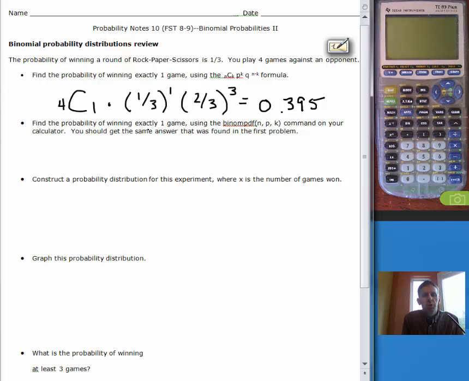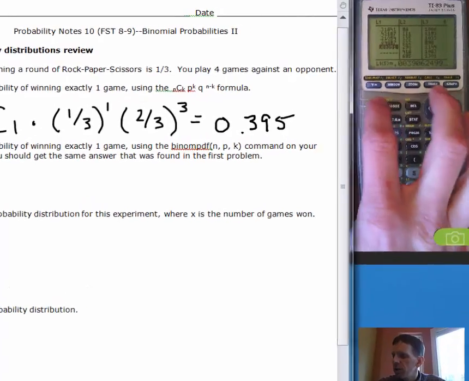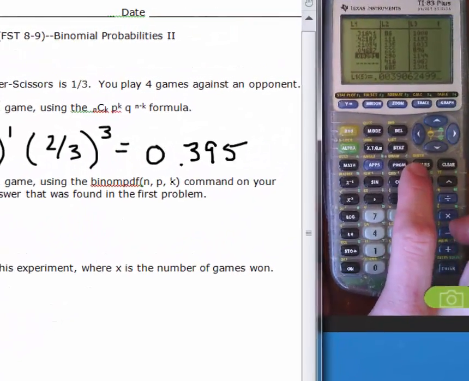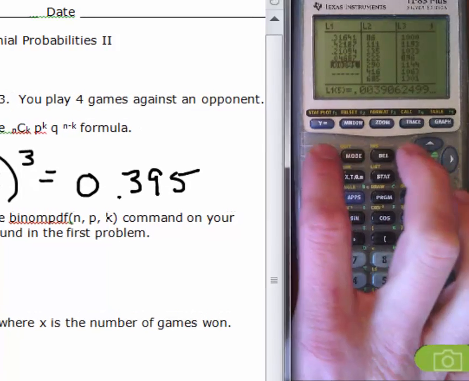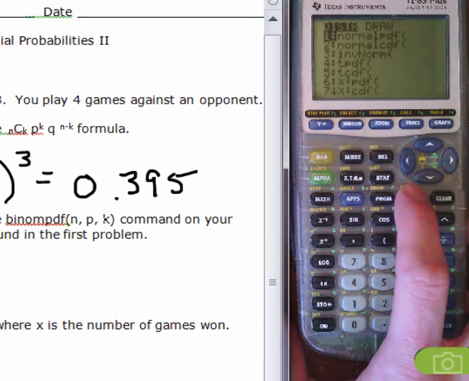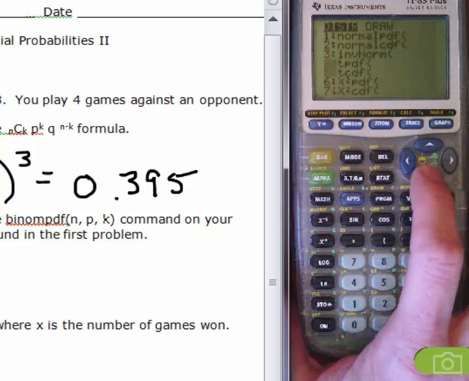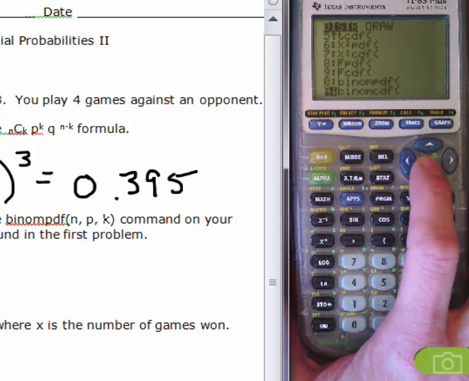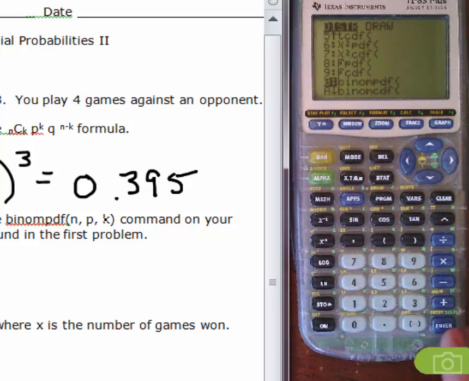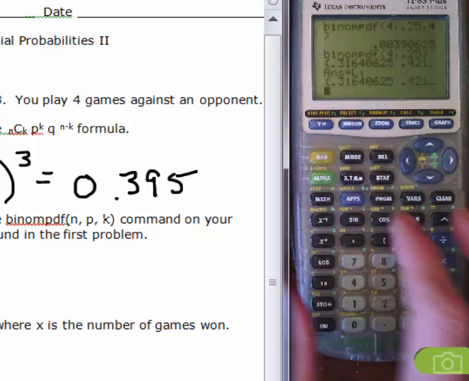Now there is a calculator shortcut that you can use as well, and it's going to involve using this binompdf command. You can find this on your calculator if we turn your calculators on by going to the second vars menu. You'll see a little DISTR here kind of by the down arrow. So we're going to go to second vars, and if you scroll down a little ways, you will see an option that says binompdf. Binom stands for binomial, P stands for probability, D stands for distribution, F stands for function. This is a calculator shortcut of getting the same answer that we just did.